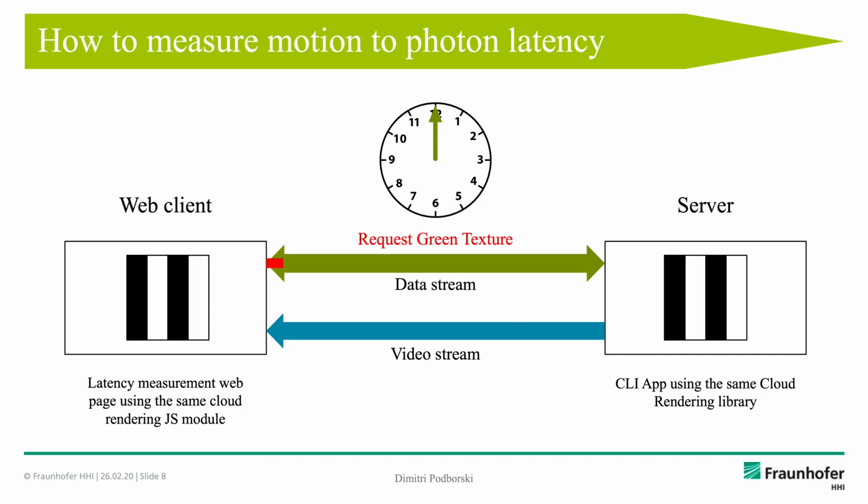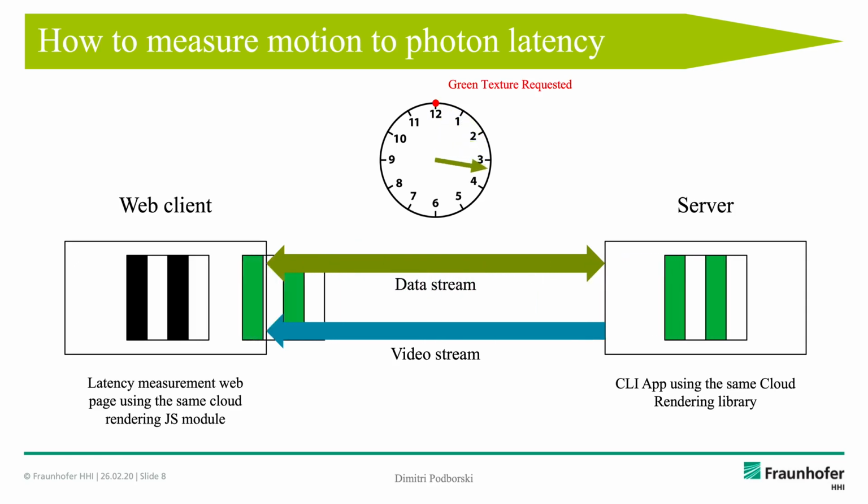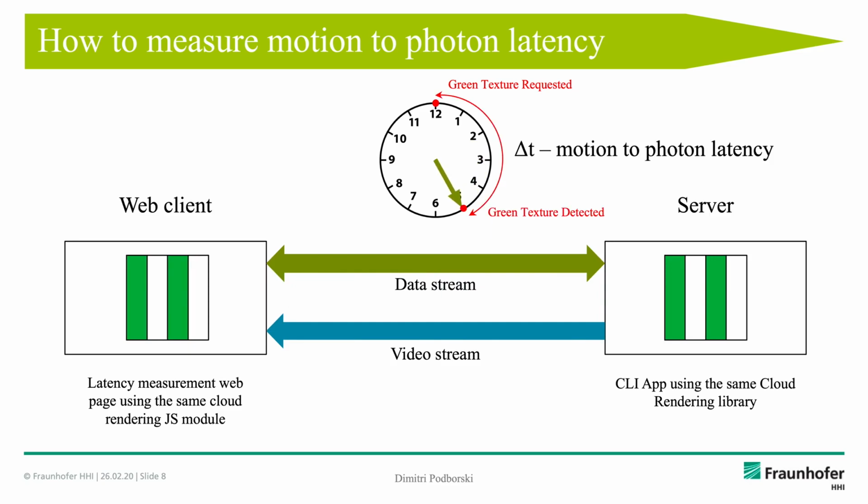So the client requests the texture color to change. And as soon as this data goes out of the client, it starts the timer. So this data goes to the server, changes the color, goes back, and as soon as the green texture is detected on the client side, we stop the counter and measure our motion to photon latency. And I'm going to show the implementation of this in just a second.